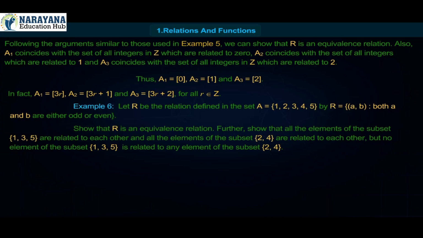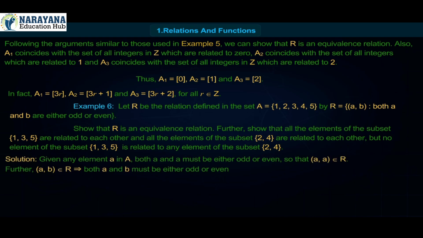Further, show that all the elements of the subset {1, 3, 5} are related to each other and all the elements of the subset {2, 4} are related to each other, but no element of the subset {1, 3, 5} is related to any element of the subset {2, 4}.